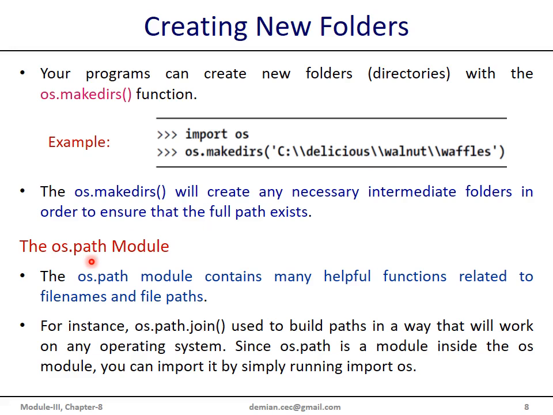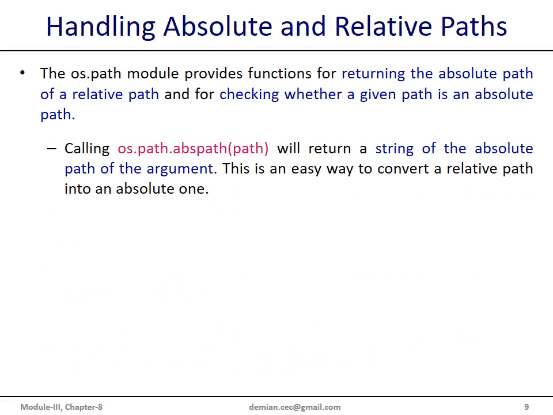We have an os.path module which contains many helpful functions related to files, file names and file paths. For example, os.path.join is used to build paths for different operating systems. And since os.path is a module inside the os module, you can also import it by simply importing os. The os.path module provides functions for returning the absolute path of a relative path, as well as for checking whether a given path is an absolute path.